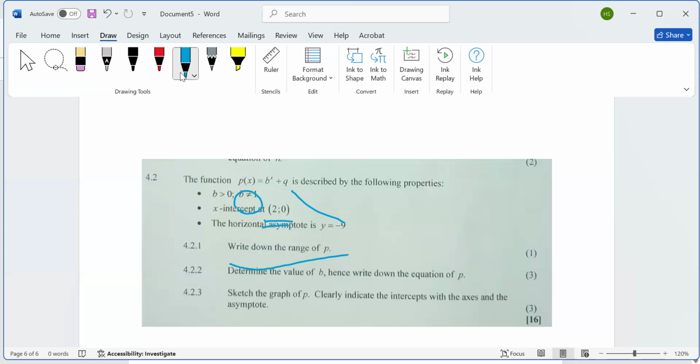So in other words, if I were to draw a rough sketch of this, it looks like this. It has -9 here, so -9 is here. And then it's also going to pass here at (2, 0). So the graph looks something like this.